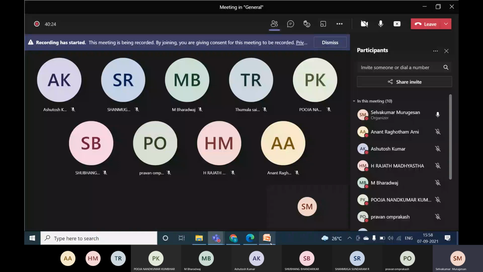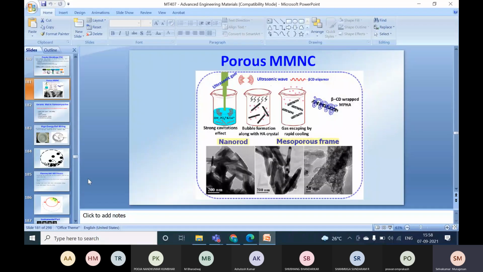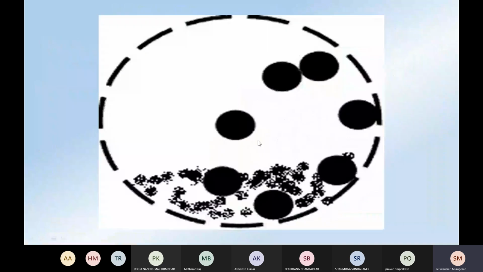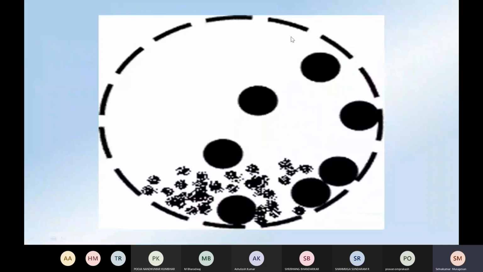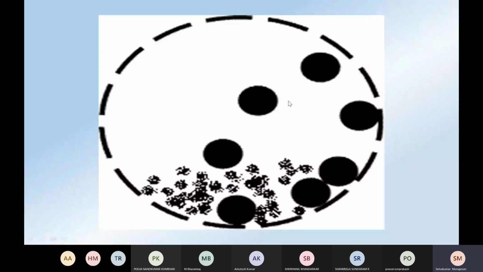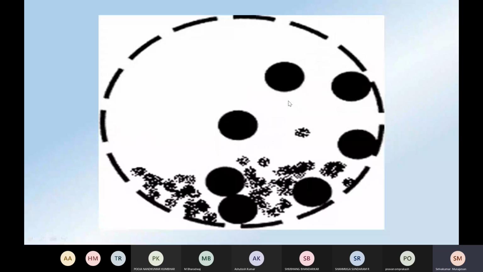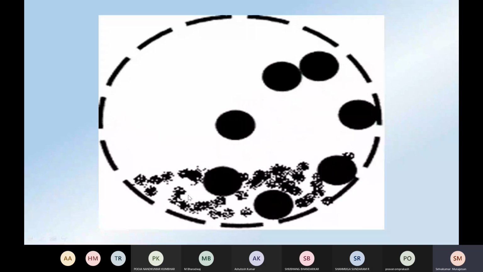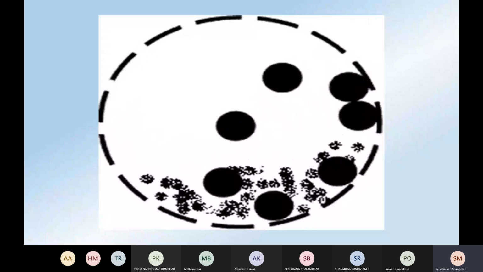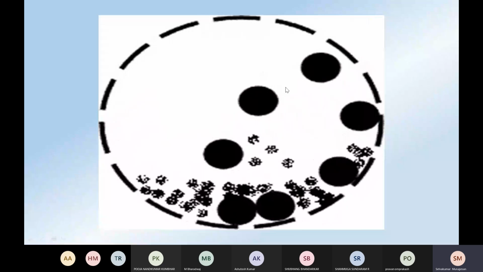Ball milling, you can see here. I don't know whether you have seen this process or not. This is how the ball milling machine rotates. The big balls are slightly heavier than the material you are going to use. The small broken pieces are the materials, maybe a combination of two materials like aluminum and silicon nitride, which we have seen.